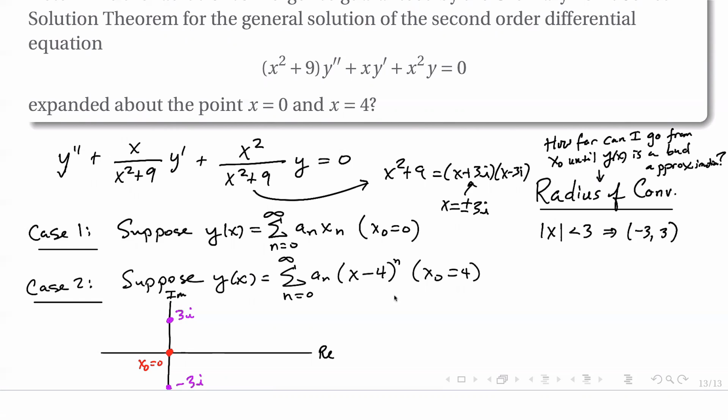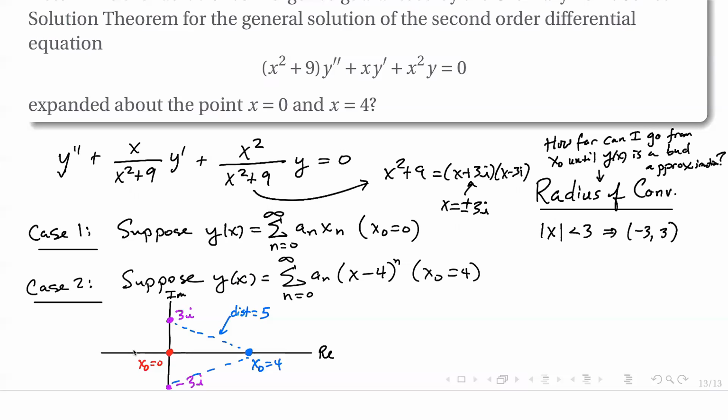Well, x naught equal to 4 here is where I'm trying to center my series. How far away from the nearest root am I? Well, the roots are here and here. Question is, what is this distance? Well, if I'm not mistaken, this is a 3, 4, 5 triangle. So this distance is 5. This center point is 5 away from either root. And you want to take the minimum distance away. So if it was 5 away from one and 4 from the other, you would use 4.